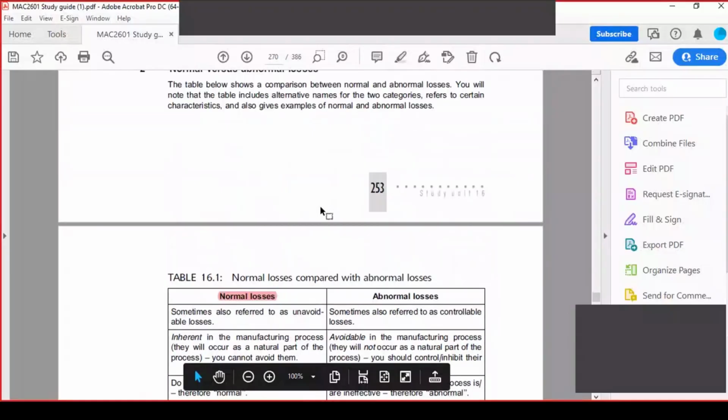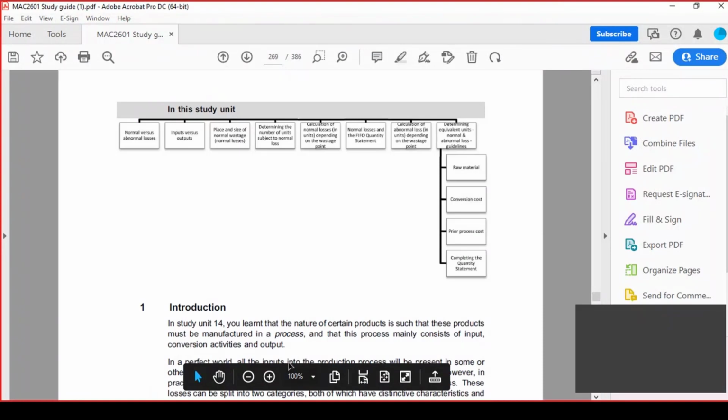Let's start. So losses, there's two types of loss that you might experience within doing any process. One being a normal loss and one being abnormal. This happens in any production. You start with certain ingredients, raw material, you apply your labor and your overheads, but you might experience loss. What you started with, sometimes it's not what you end up with.